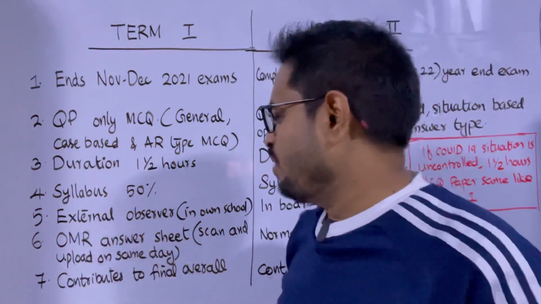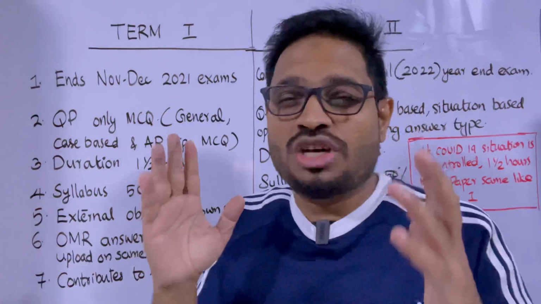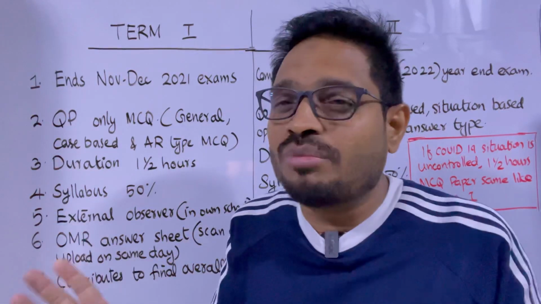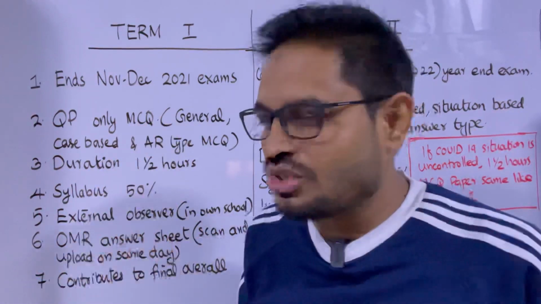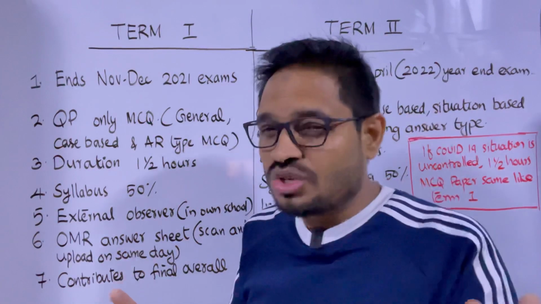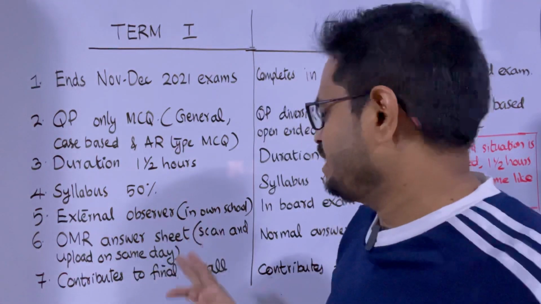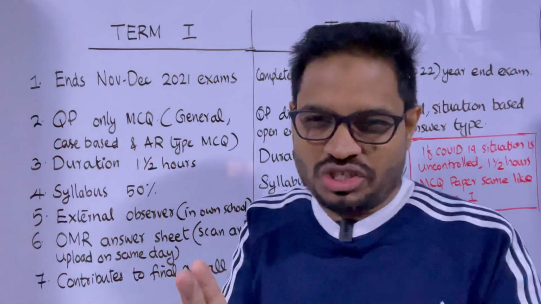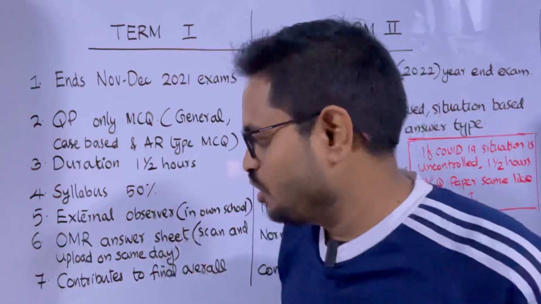And then the fifth point, an external observer will come to your school. If you are writing this exam at your school, if the pandemic is not troubling you and you're writing the exam in your school, then an external observer or a superintendent from another school will come and conduct the exam. It will be in your own school, but the question paper will be sent by the board to the schools.